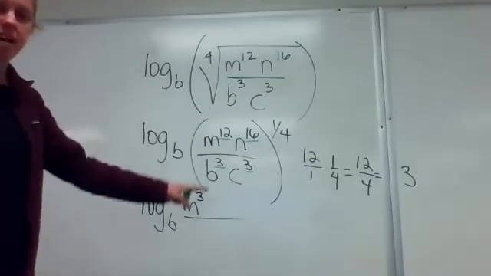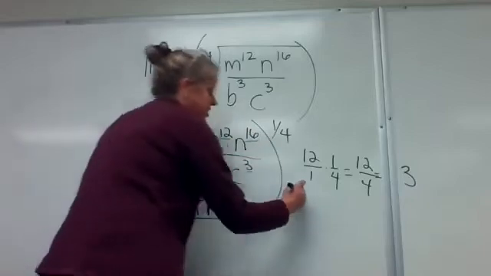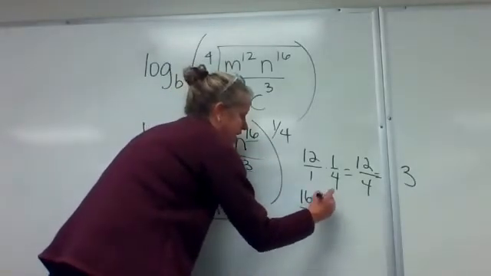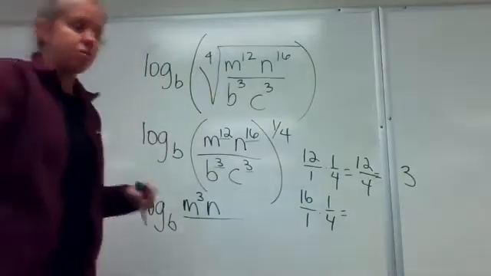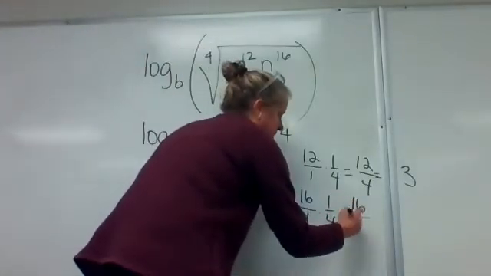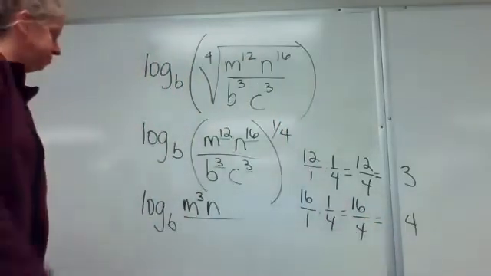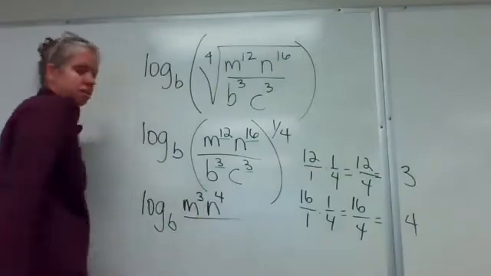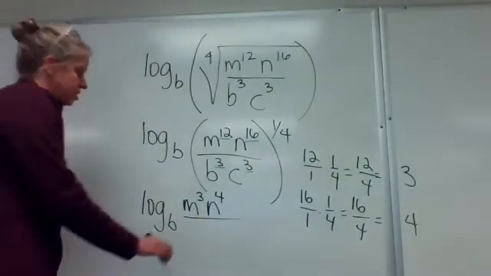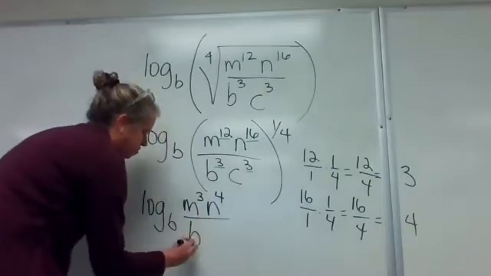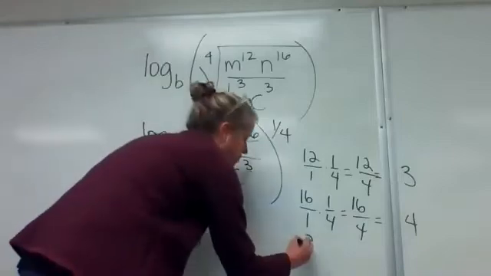Now you're going to do the same thing with these other letters. So the n is being raised to the 16 and 1/4. When I multiply its exponents together, I get 16 over 4, which reduces to 4. So I have n to the 4th. Now in the bottom, I have b. It's being raised to the 3rd power and 1/4 power.